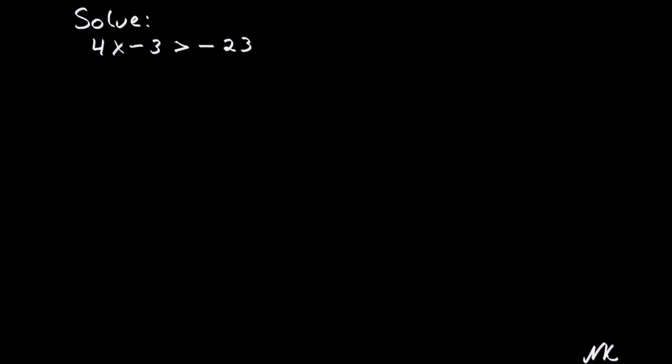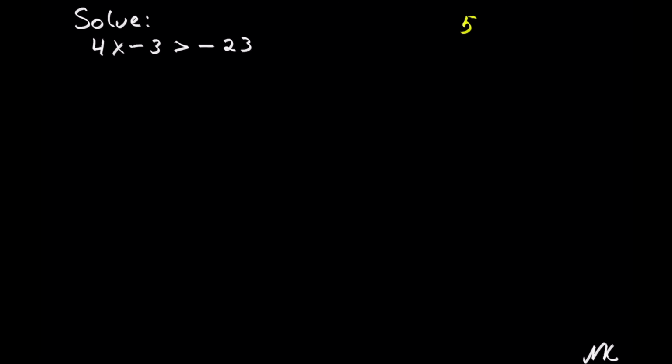Here we're going to solve 4x minus 3 is greater than negative 23. The steps for solving an inequality are exactly the same as solving an equation. The only thing you need to remember is that when you multiply or divide by a negative number, you need to reverse the inequality sign.